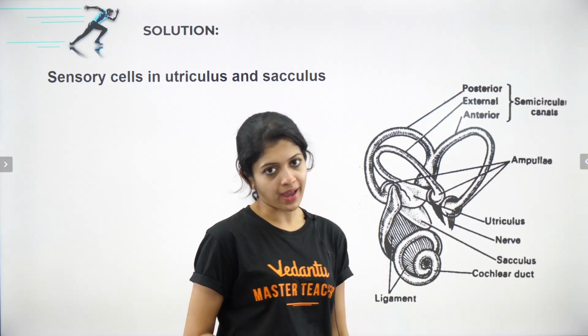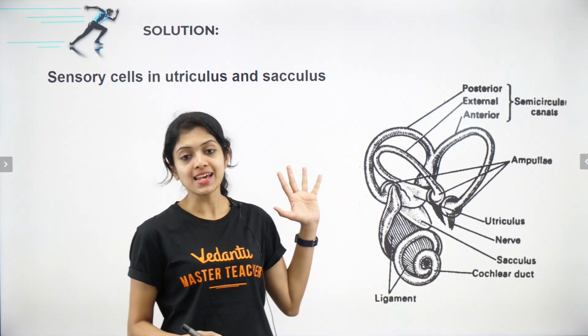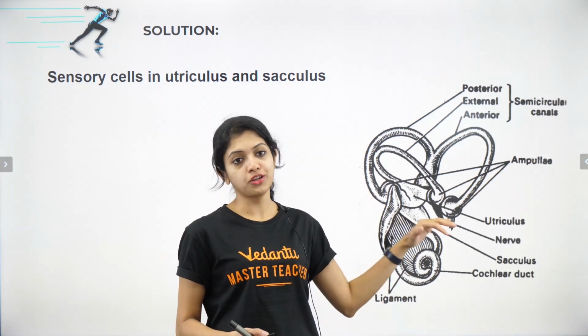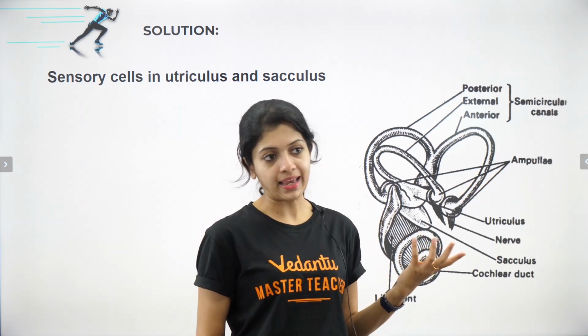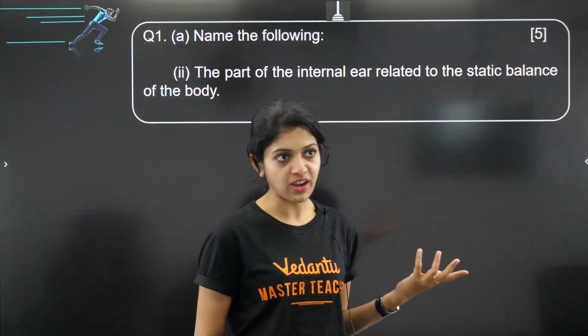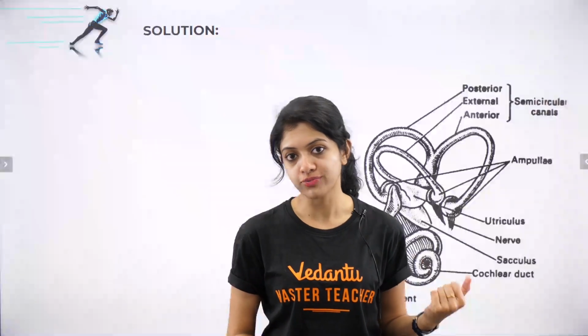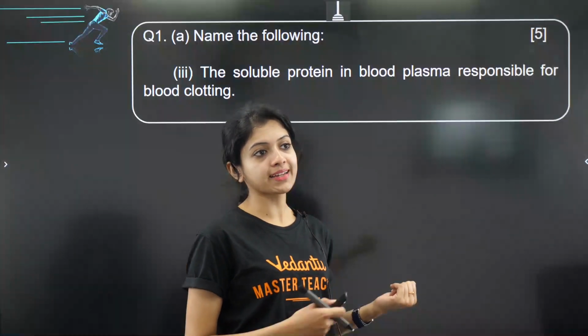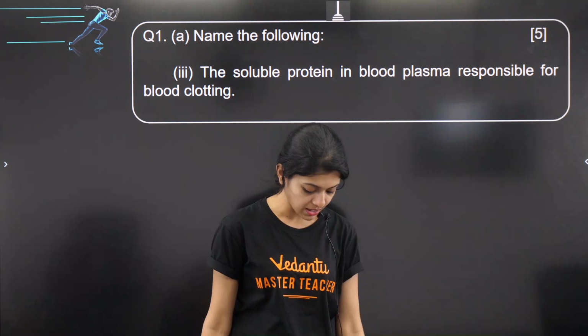So let's go ahead. For now, understand the inner ear. Parts of the inner ear called the utriculus and sacculus help in this function, which is static balance of the body. And with that, let's go to sub question number 3.